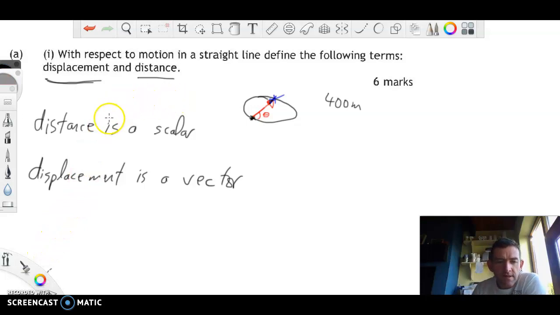So defining them, you might have a more formal definition out of the notes from your lecture. Distance is a scalar property and is the total amount of ground covered, whereas displacement is a vector property and it has both a magnitude and a direction.